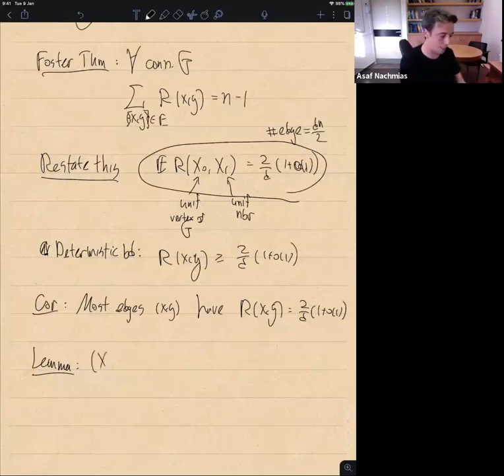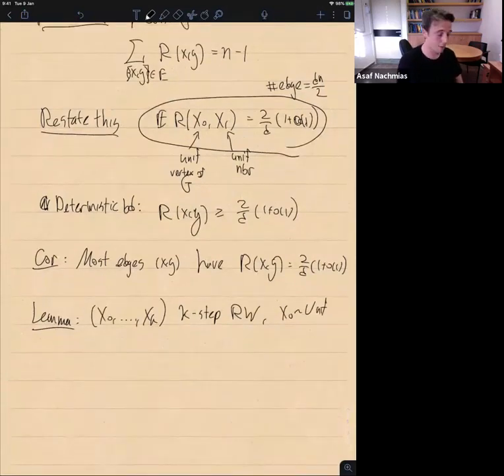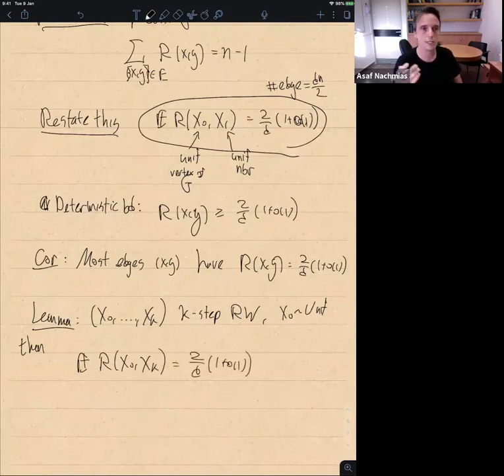So let's say x0, ..., xk is a k-step random walk starting from x0 uniform. Then the lemma says that the expected electric resistance between x0 and xk is also of order 2 over d. So this is an extension, because it tells you not only about a random edge, but also that if you take the endpoints of a random path, you will also get this 2 over d.